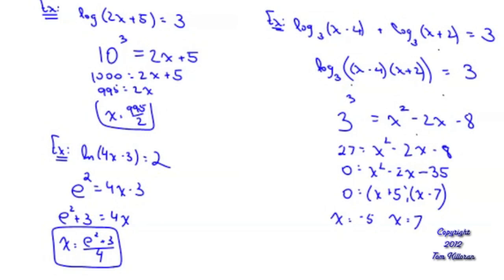Oh, these quadratics keep showing up all over the place. No wonder I've put so much emphasis on them. Can it be both of them? Why not? Because negative 5, if you plug it into either of the original terms, is going to cause a negative in both of them. You can't take the log of a negative, so that one goes away. Erroneous solution. So the only answer is x equals 7.